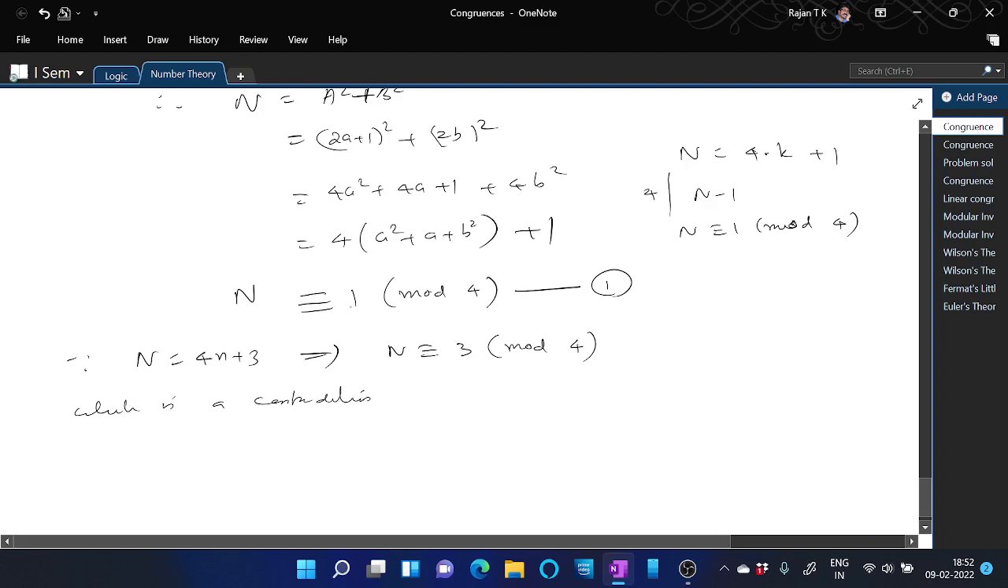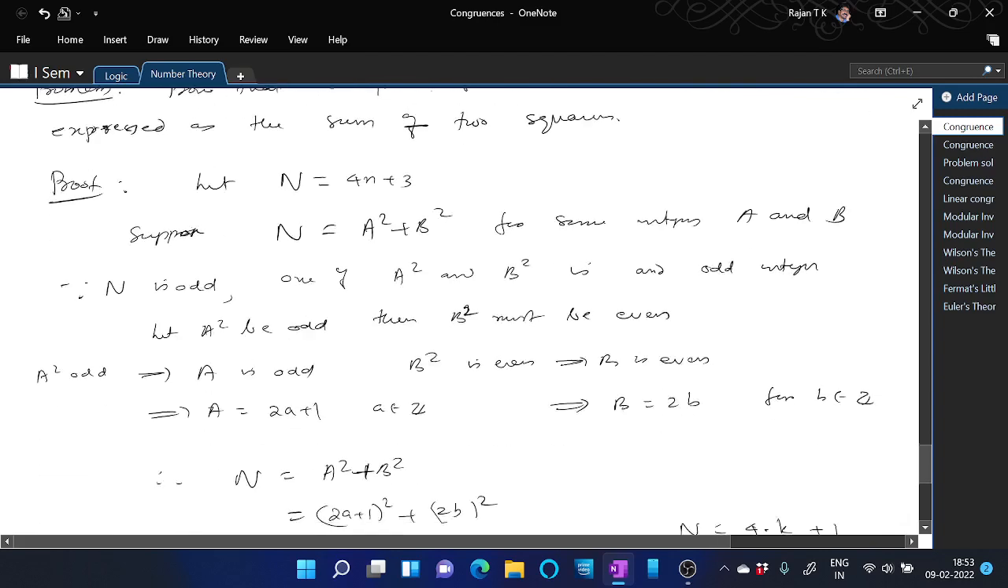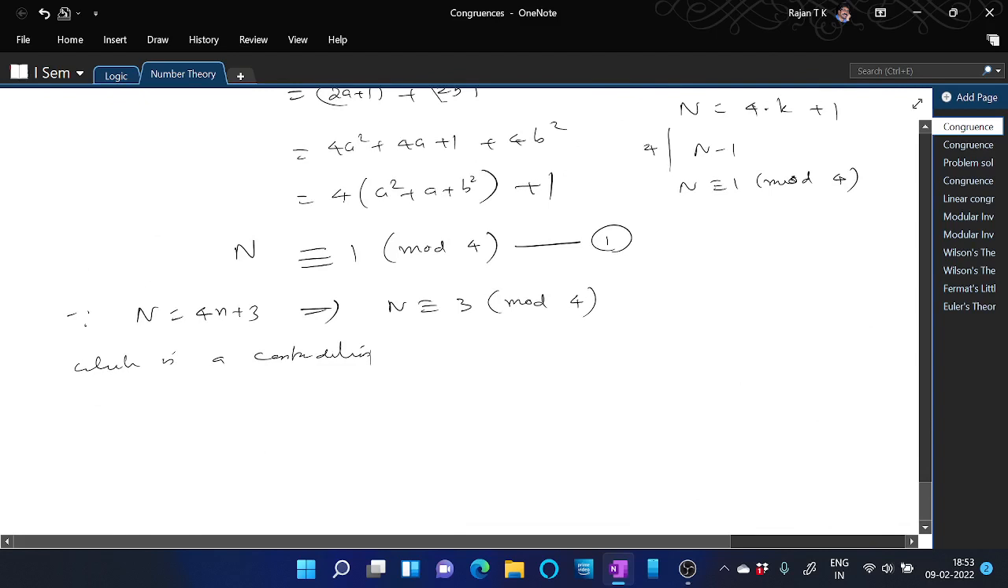Here it says that 1 is the remainder when N is divided by 4. Here it says that 3 is the remainder when N is divided by 4. But it is not possible. Only one remainder should be there by the division algorithm; the remainder is unique always. So, which is a contradiction. And therefore no prime number of the form 4n plus 3 can be written as the sum of two squares. It is not possible to write the number 4n plus 3 as a square plus b square.